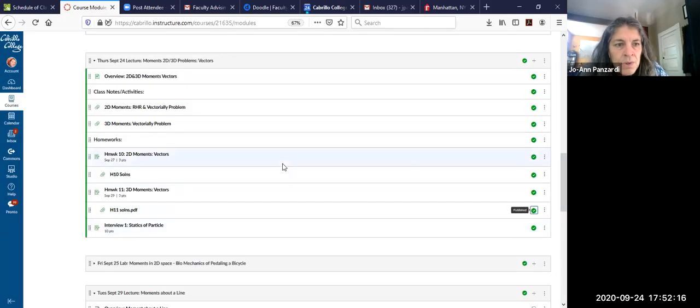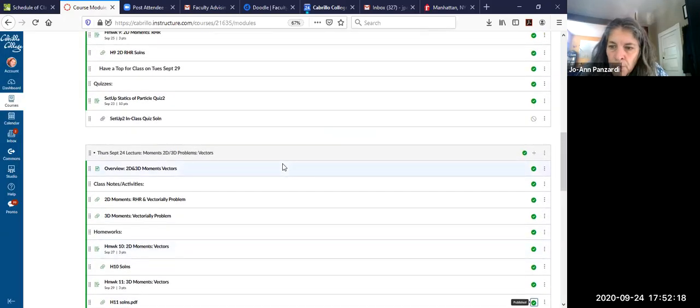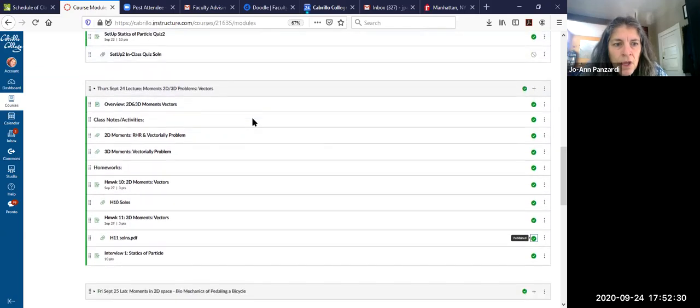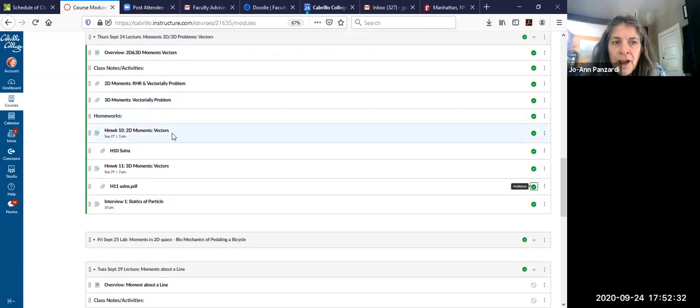Okay, so now, what's today's date? Oh, the 24th. You have the 2D right-hand rule due tomorrow. You have the 2D vectors due on the 27th, and they're the same exact problems, so you should get the same answers. And then on the 29th, the 3D moment vectors are due.